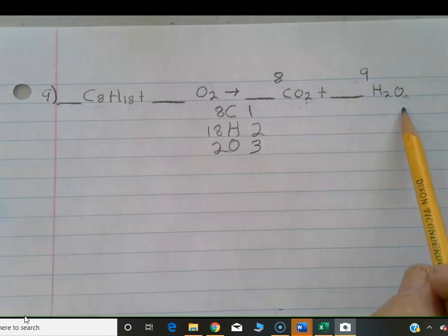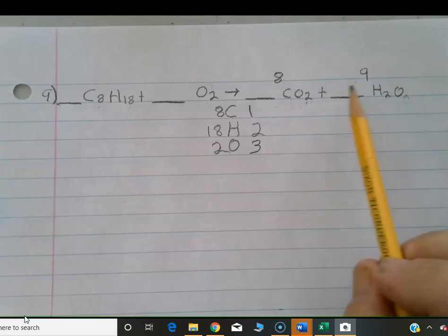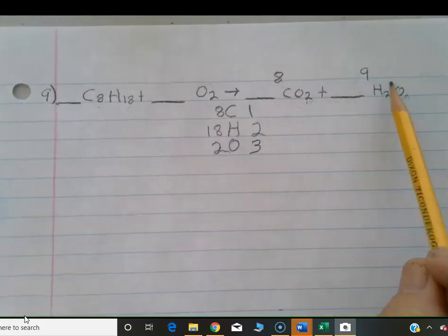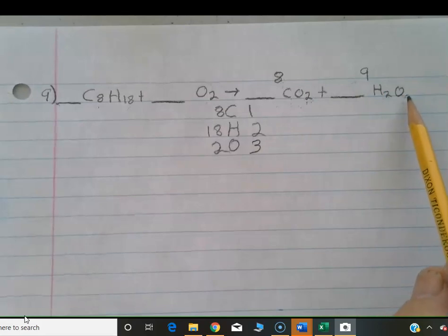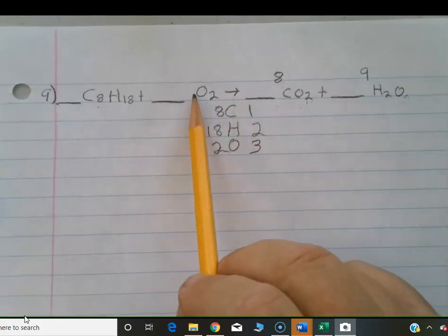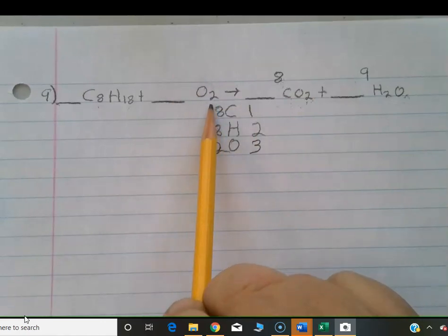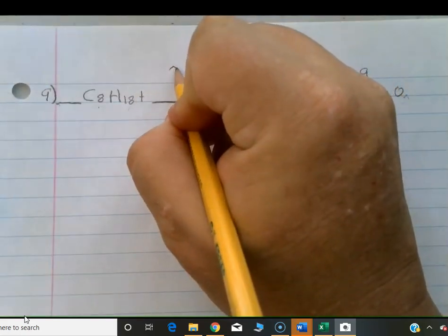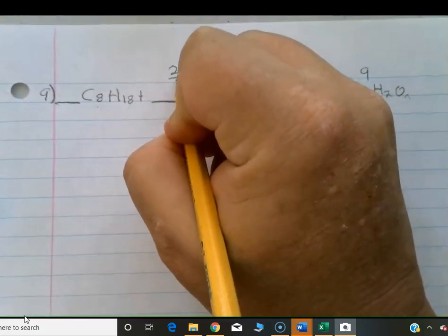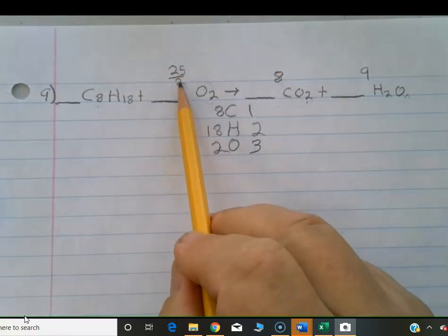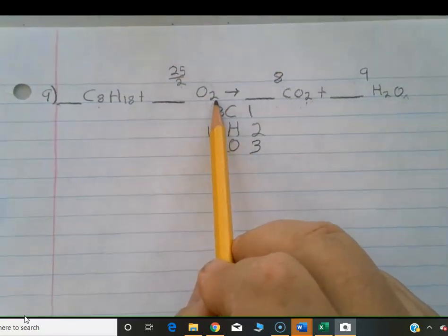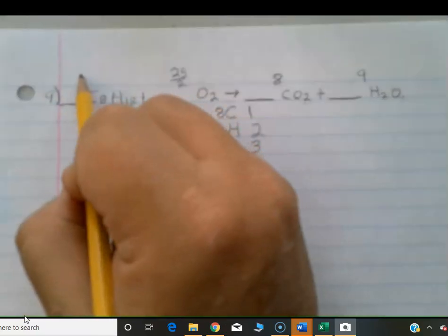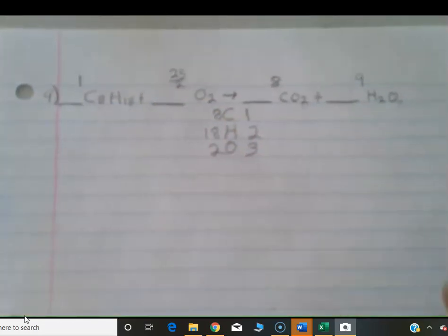Okay. So here's the trick. You've got 25 on this side. 8 times 2 is 16. 9 times 1 is 9. That adds up to 25. So I need this number to end up as 25 oxygen, but it's an odd number, and I have O2. So what I simply do is the coefficient becomes 25 over 2. In other words, if I multiply 25 over 2 by 2, I get 25. All right, so my coefficients are, as things stand right now, there's a 1 there. I haven't changed anything there.